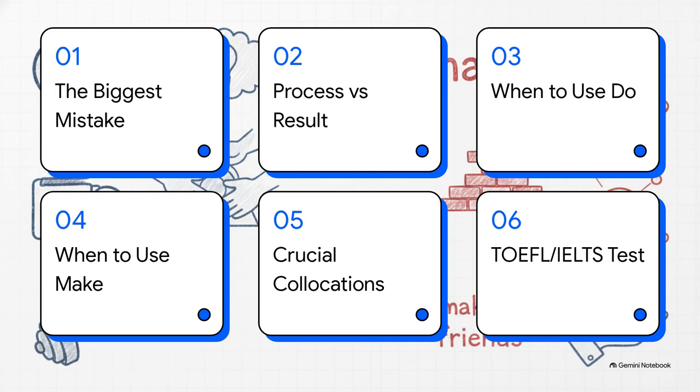We'll start with the biggest English mistake, and then move right into our golden rule, process versus result. After that, we'll break down exactly when to use do and when to use make, run through some really important phrases and collocations, and finally, we'll wrap things up by testing your skills with some TOEFL and IELTS questions.